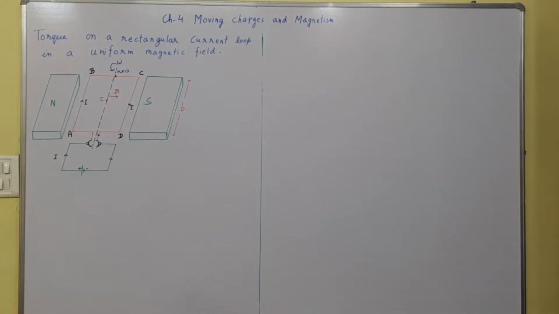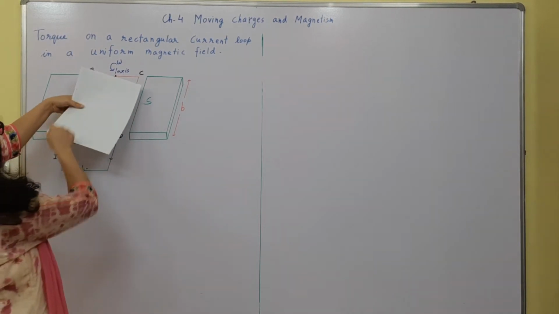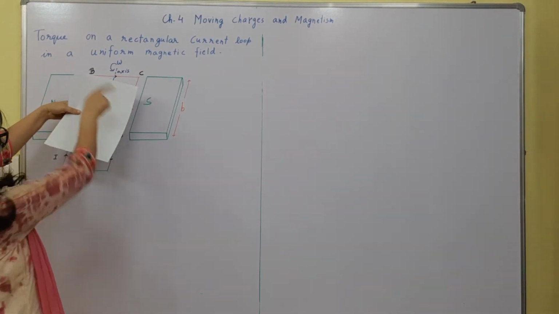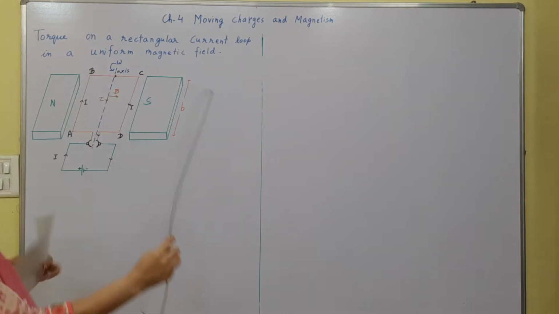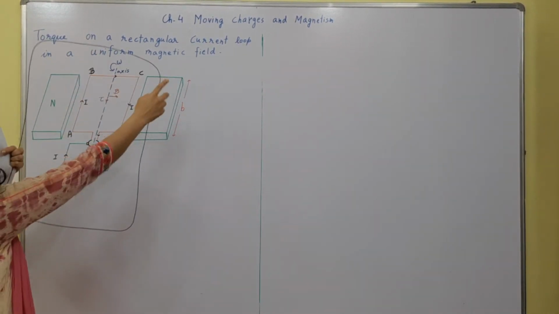Now here this is a rectangular coil. Let's consider, suppose this is the coil. This is A, B, C, D. Consider it as a wire like this. Okay, so this means this is A, B, C, D.